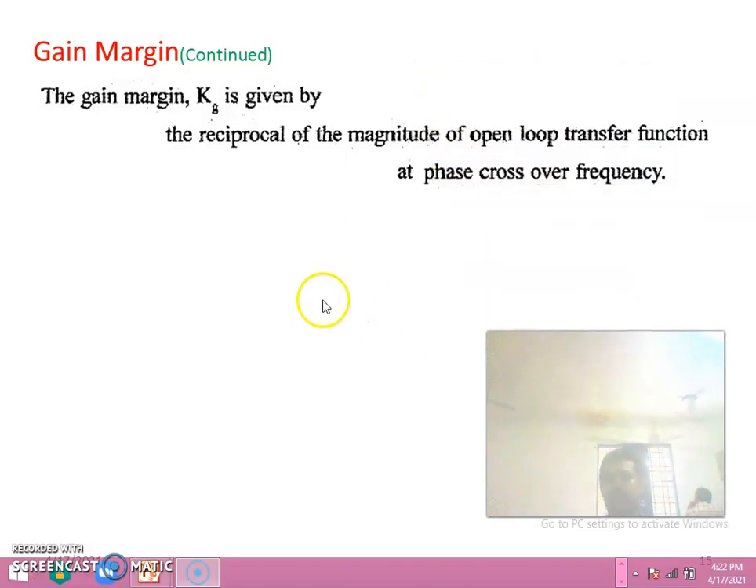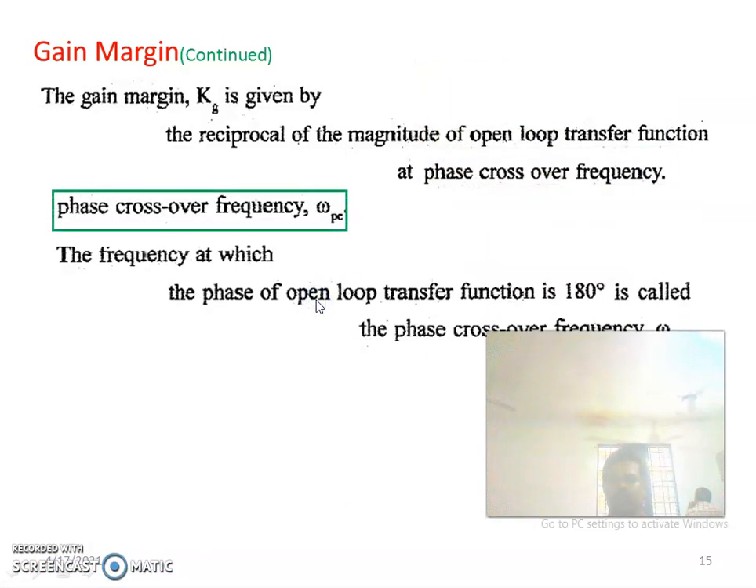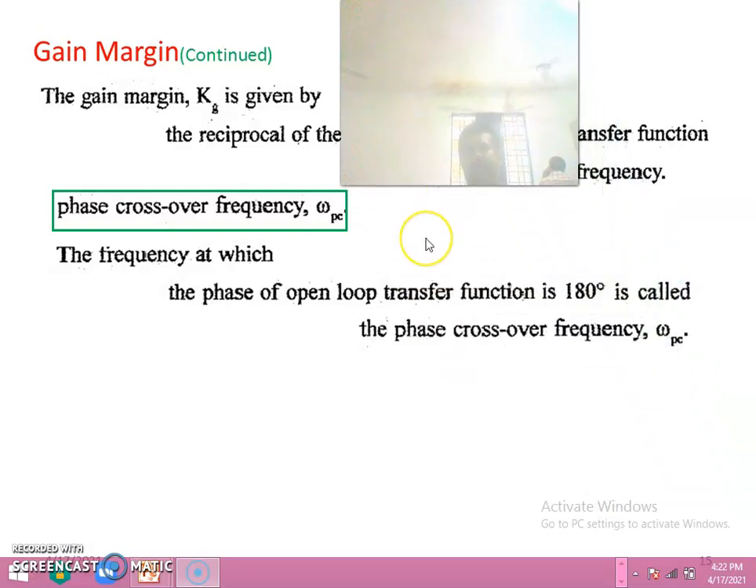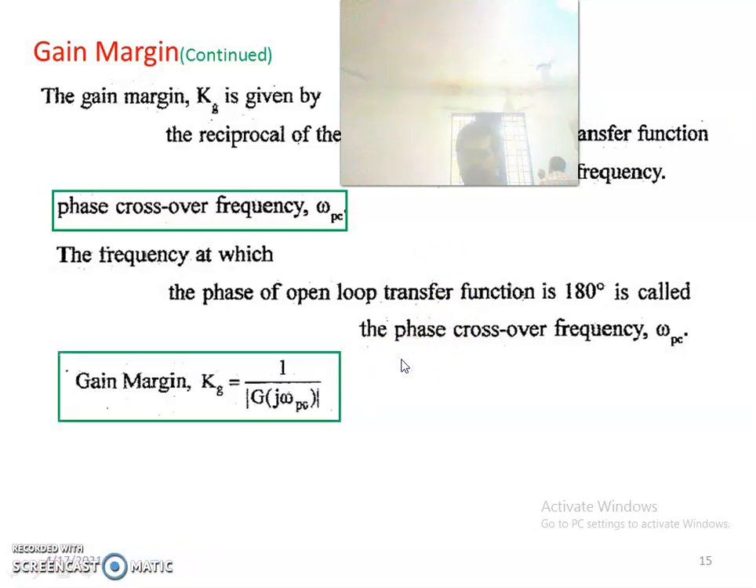Next one, phase margin. Before that, we'll see phase crossover frequency. The phase crossover frequency is the frequency at which the phase of the open loop transfer function is 180 degree. What is phase crossover frequency? The frequency at which the phase of the open loop transfer function is 180 degree is called phase crossover frequency. So gain margin is nothing but 1 divided by the magnitude at phase crossover frequency.